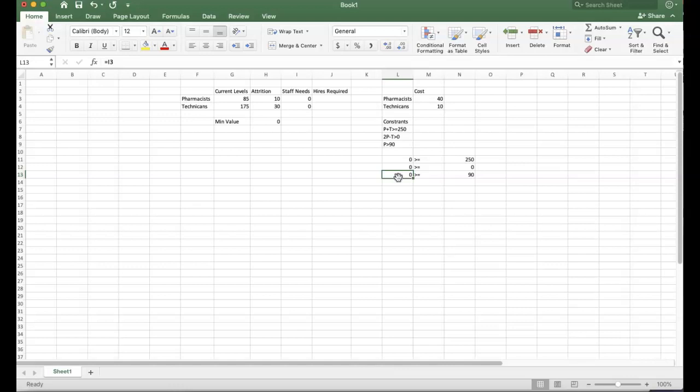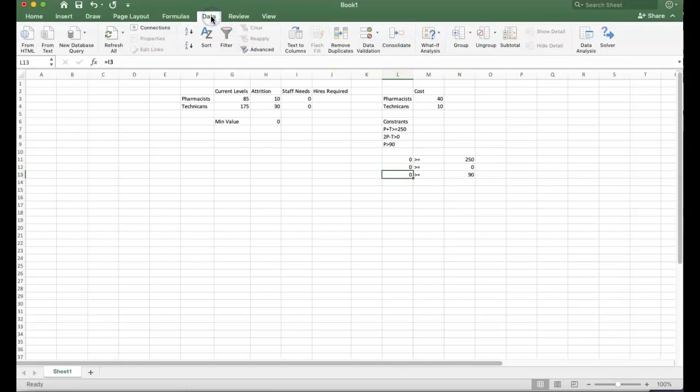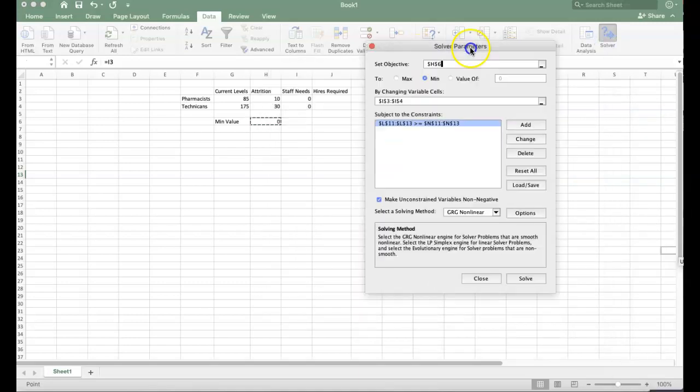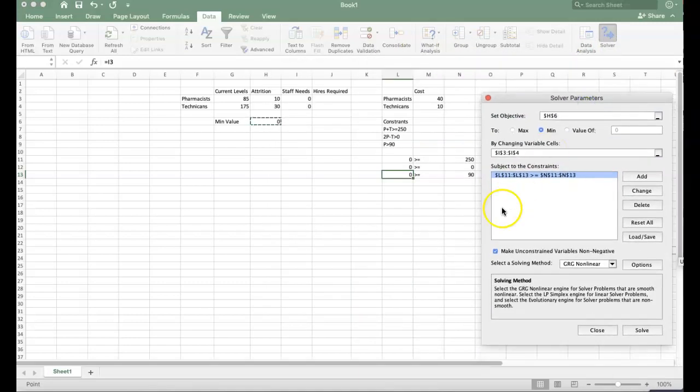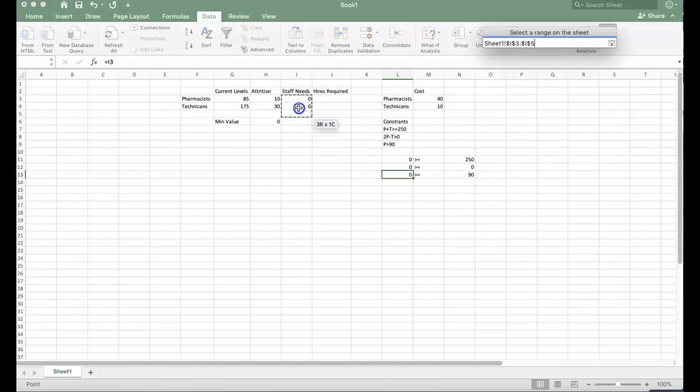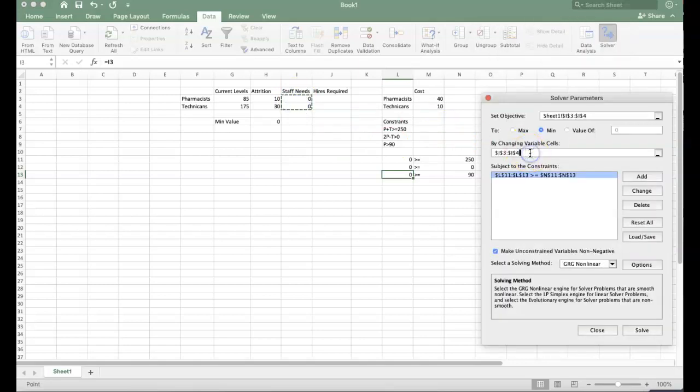All right, so if we did this correctly, I'll go to my data. I will go into my solver. I'm going to drag it over here and see that my set objective, I'm going to have it as minimum. We're going to be changing these two right here for our variables, which would be our I3 and I4.